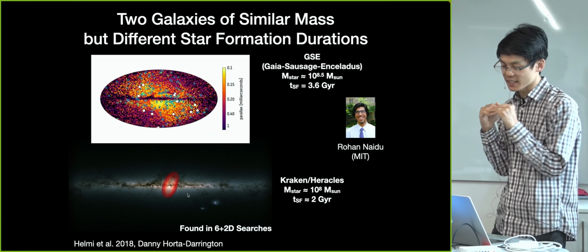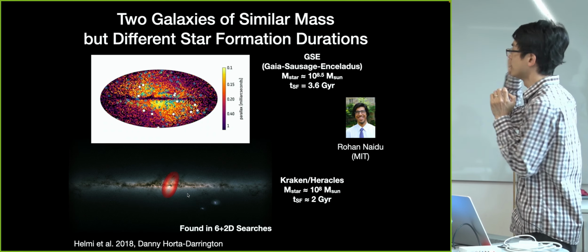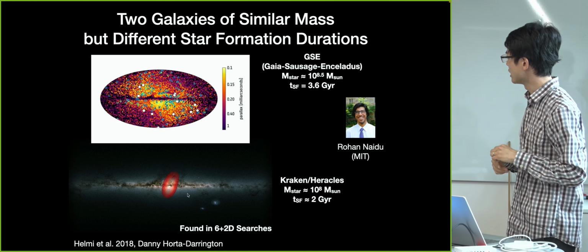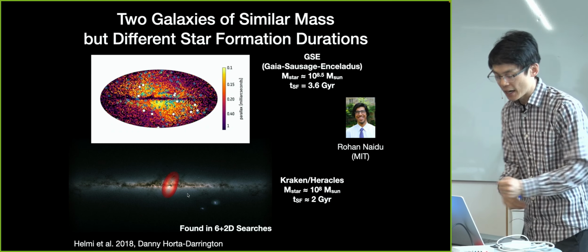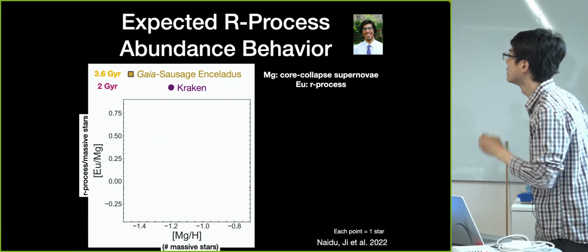And what this does is it sets up a nice natural experiment for understanding the R process delay time. This was realized by me and Rohan Naidu, who was a graduate student at the CFA. Now he's at MIT. And so I'll explain to you now this natural experiment.